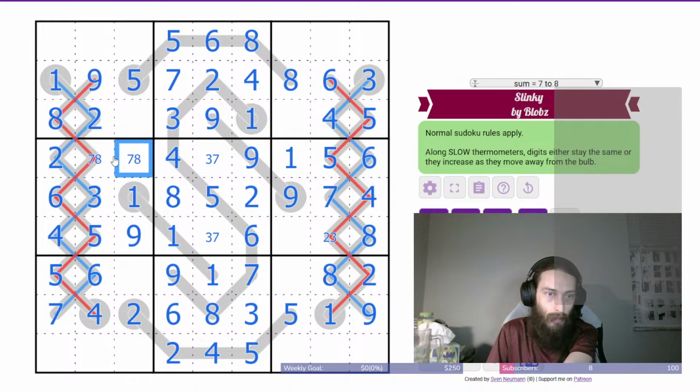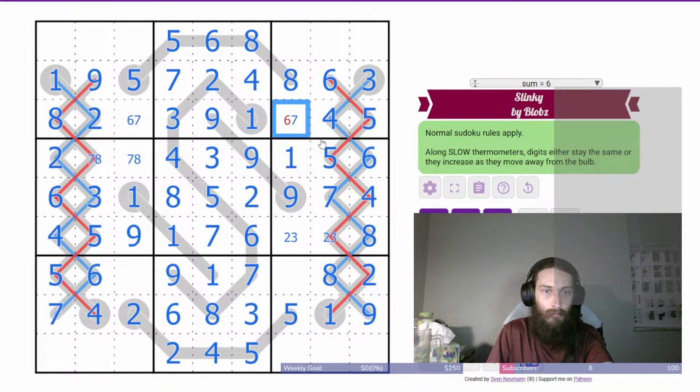This is 7 or 8, because that's all that's left in the box, making this a 3. This is 7. This is 2 or 3. Row 3 is a 6-7 pair left. 7. Oh, no, it's not. It's not a 6-7 pair. They're resolved. Right. Okay, so 6, 7.